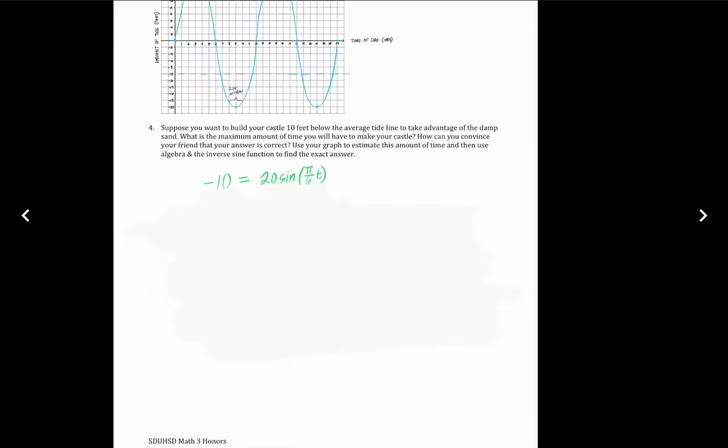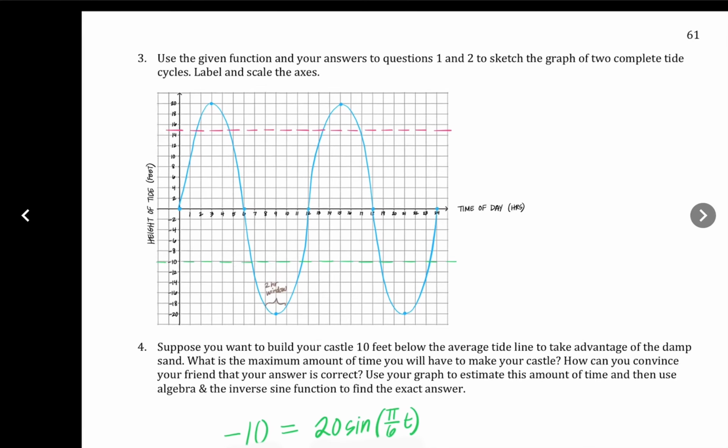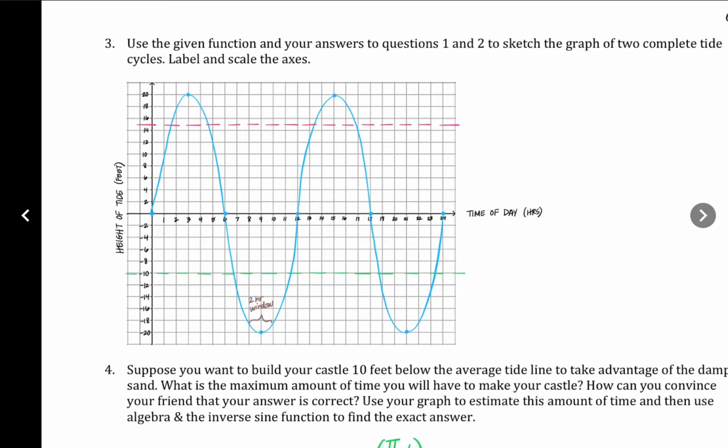On the next page, I want you guys to graph your function. And I've gone ahead and graphed this one for you, because this is going to be super valuable going forward. If you notice, our x-axis is time of day, and it goes by the hour. And our y-axis is height of the tide, or how far out the tide is. And I went by 2 feet. And this gives me a nice scale to be able to use this graph going forward.